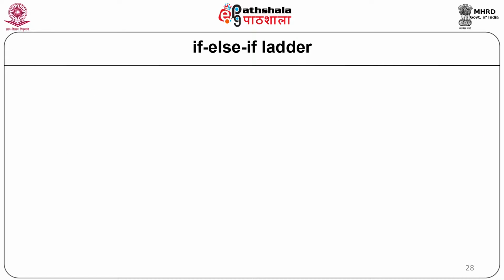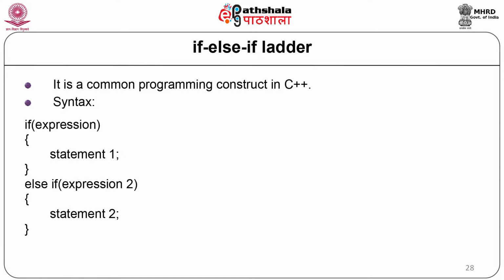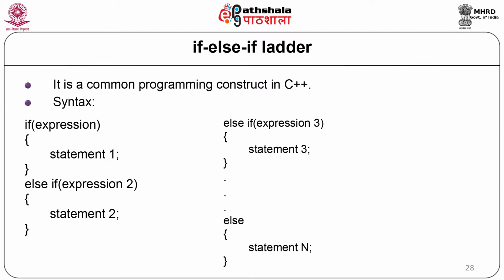We can again have the nesting of an if-else statement. The if-else-if ladder is a common programming construct in C++. It is also called the if-else-if staircase because of its appearance. The syntax will be: if expression 1, statement 1, else if expression 2, statement 2, else if expression 3, statement 3, else statement n. So, here one if-else can appear in another fashion, one inside the other.